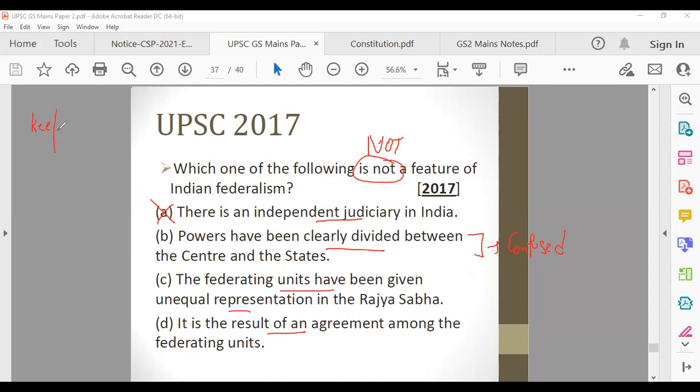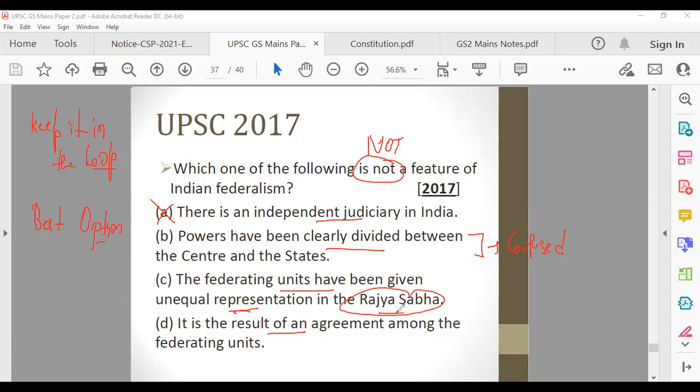If you're confused, sorry, man, don't just cross it right away or think that this is the answer. Keep it in the loop if you're confused. You have to choose the best possible option. Best option, right? So federating units have been given unequal representation.